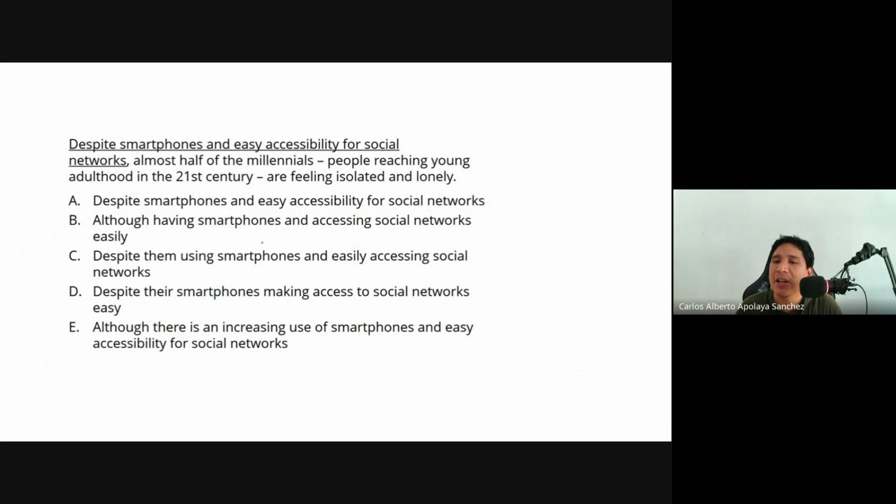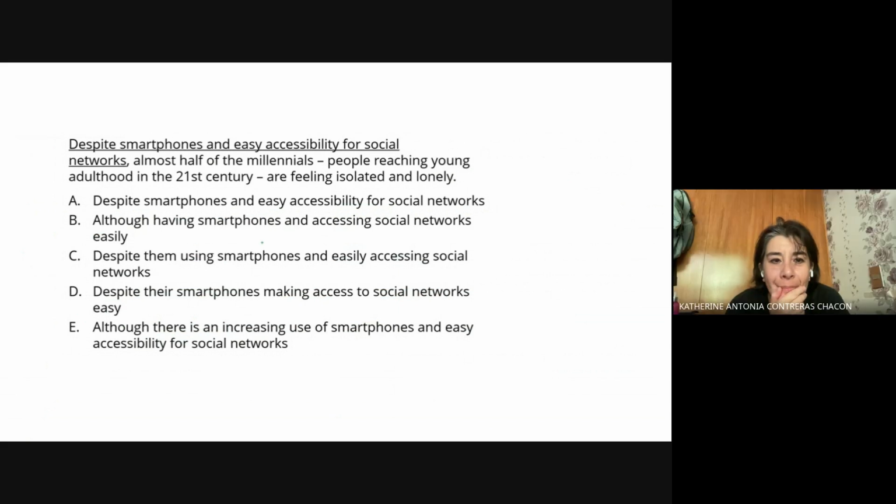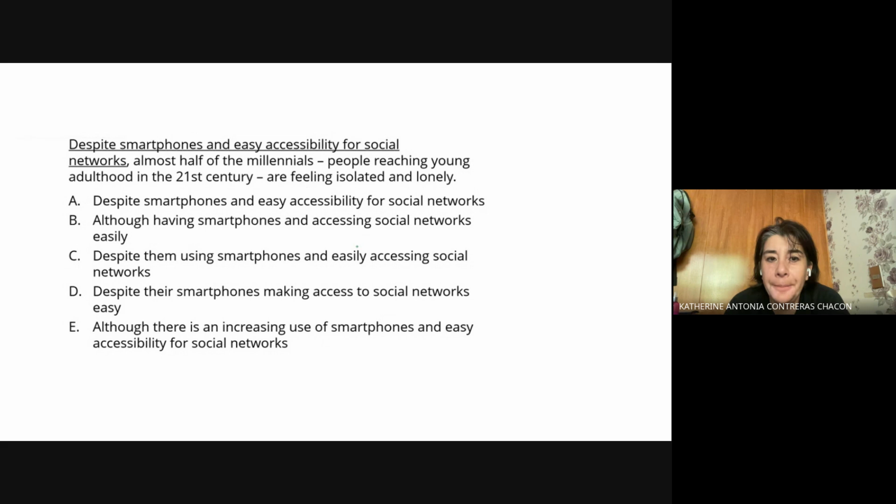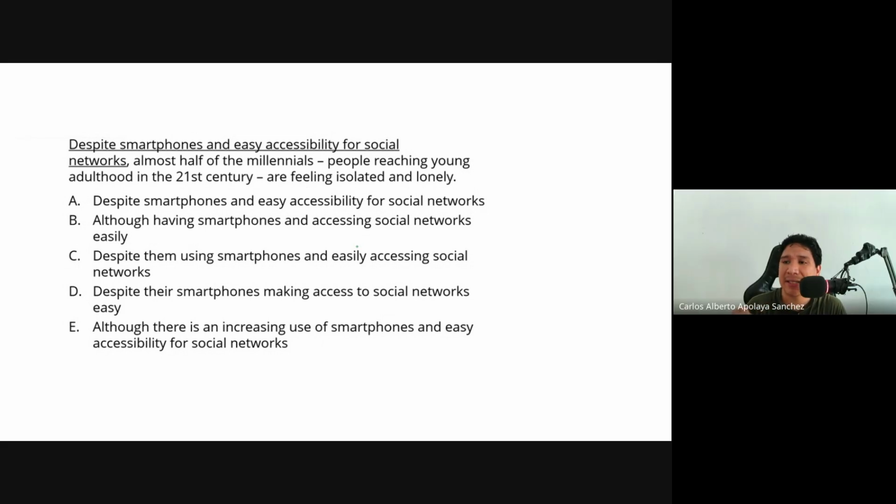Before we start doing this part, let's analyze grammar. For example, we have accessibility, accessing. The smartphone and its accessibility for social networks. In the English language, we have the verb access. You access something. For example, in this class, you have access to resources. We have access to water. We have access to social media. Access to.